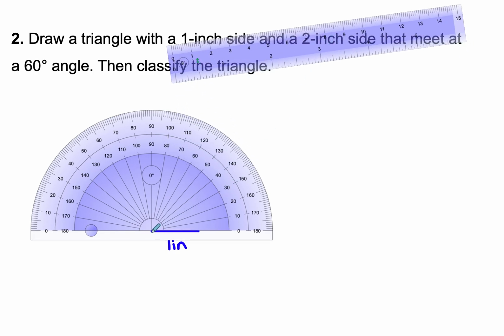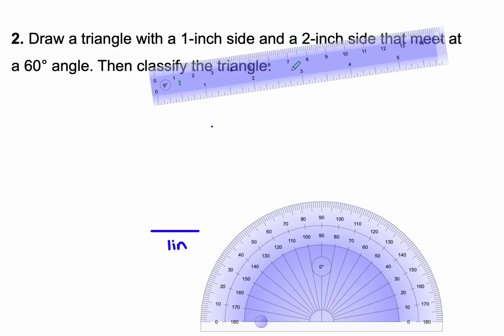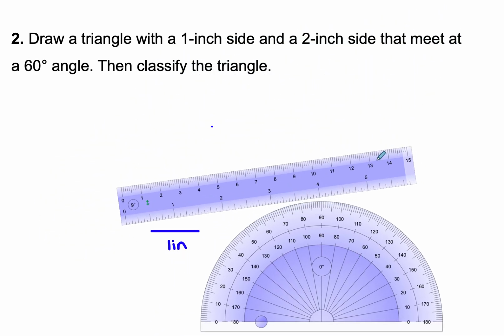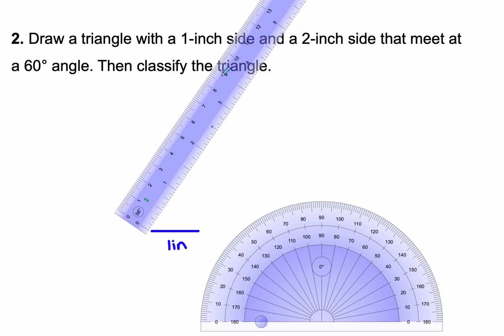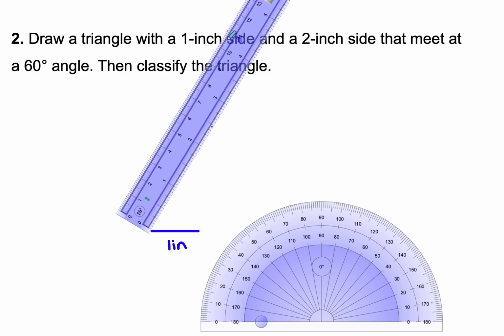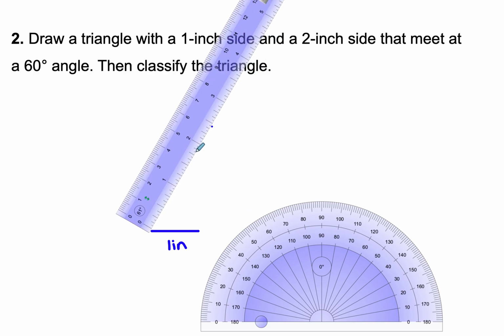I'm going to move that out of the way. Okay, so 60 degree angle is right here. My line is pointing to the right. That means I'm using the bottom set of numbers. Okay. My next side needs to be 2 inches, so I'm going to switch back to my ruler. I'm going to make sure that I'm lining up the inches side of my ruler. The last one we had to line up the centimeter side. Okay, 2 inches.